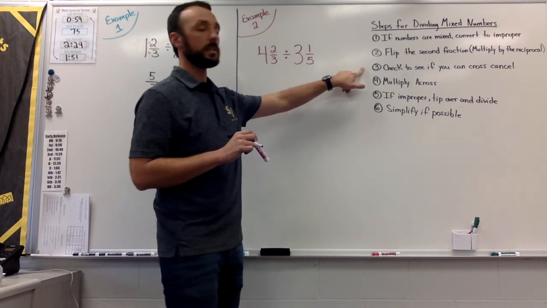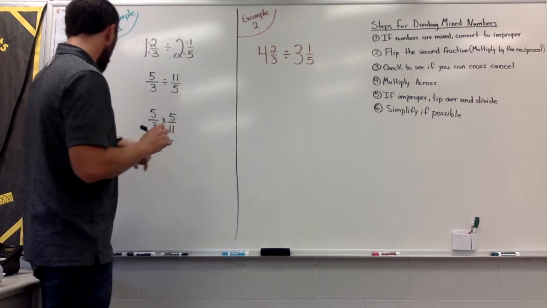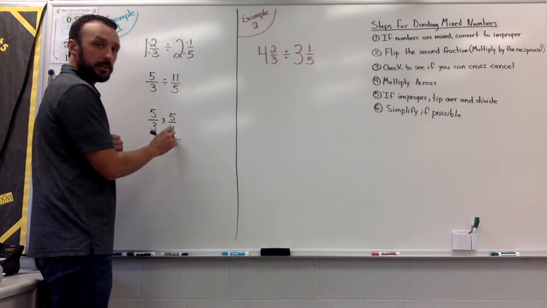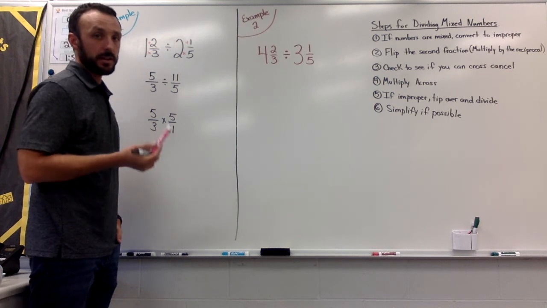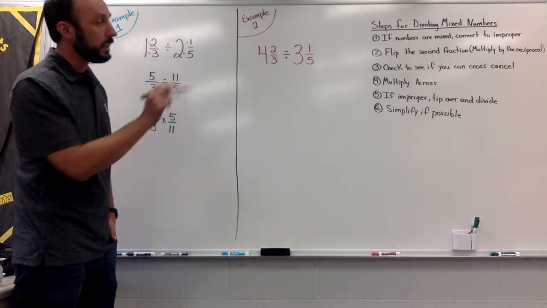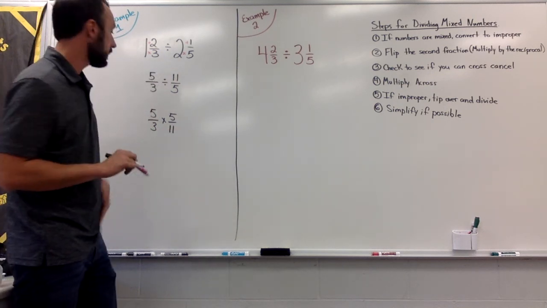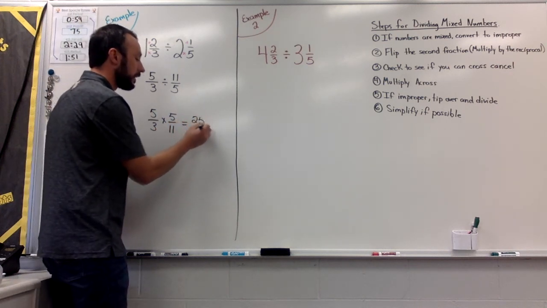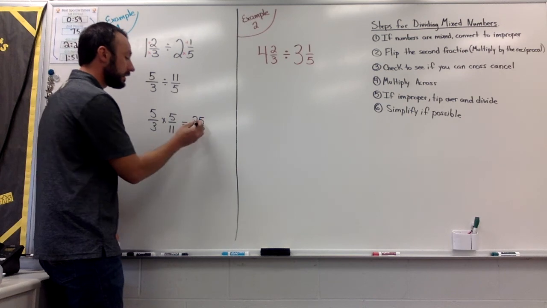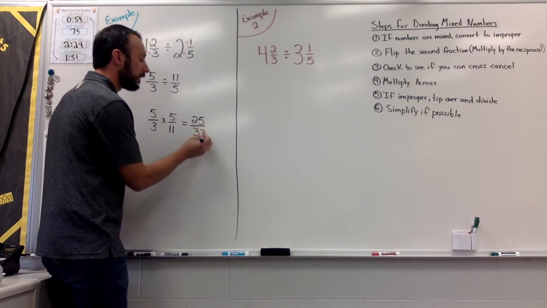Step 3 says check to see if you can cross cancel. So we're going to look at, do 5 and 11 have any common factors? They don't. Do 3 and 5 have any common factors? They don't. So I can't cross cancel. Step 4, we multiply across. So 5 times 5 is 25. 3 times 11 is 33.